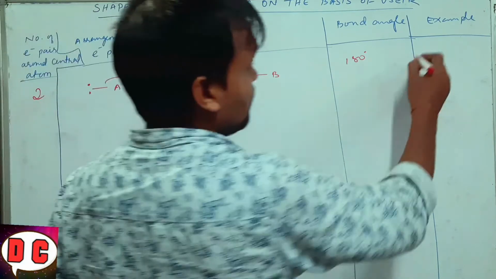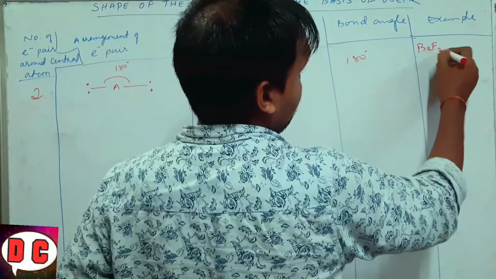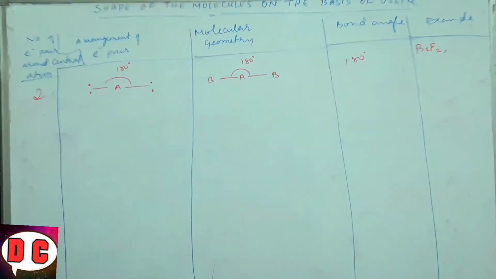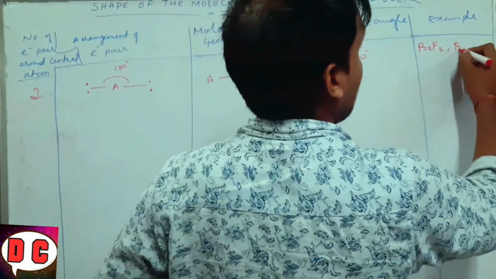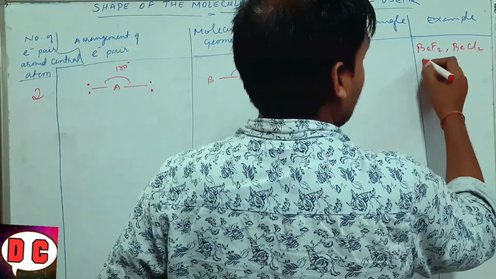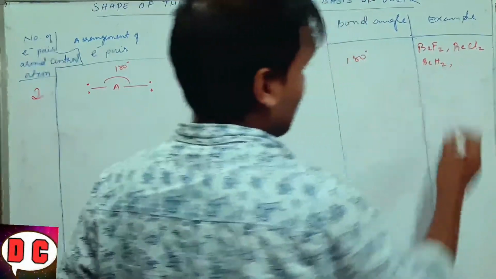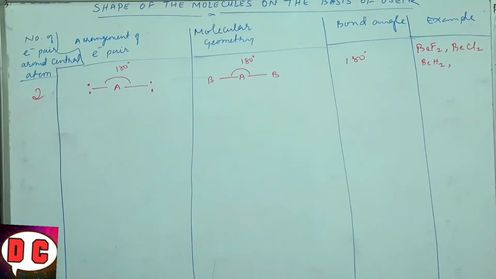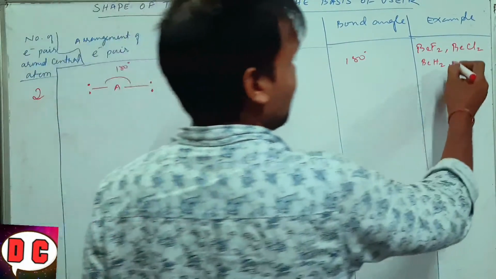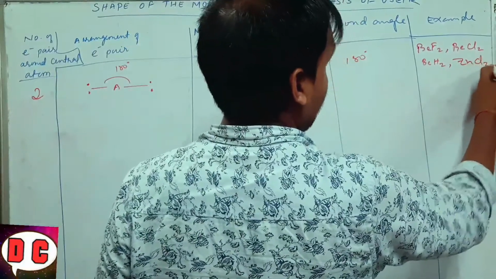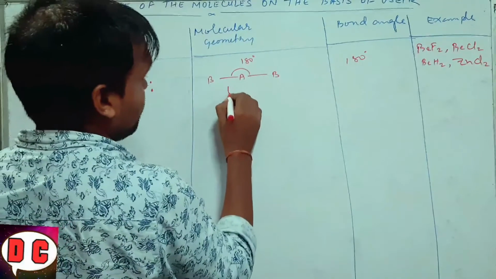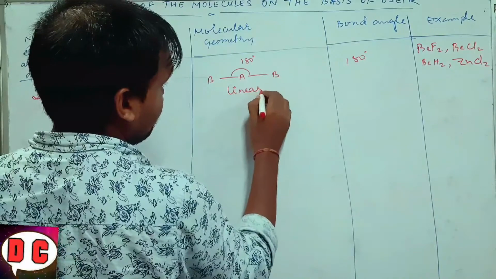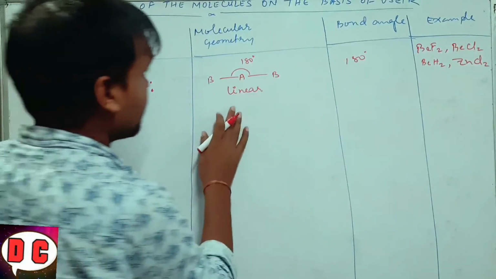BeF2, BeCl2, BeH2, and another one is ZnCl2. So these are the compounds which have this structure, and what is the name of the structure? The molecular geometry, we call it linear. Okay, this is a linear structure.